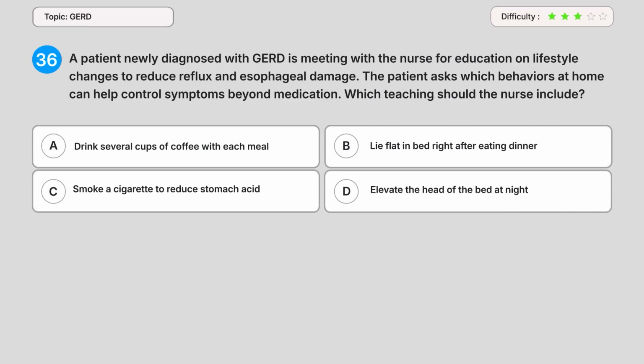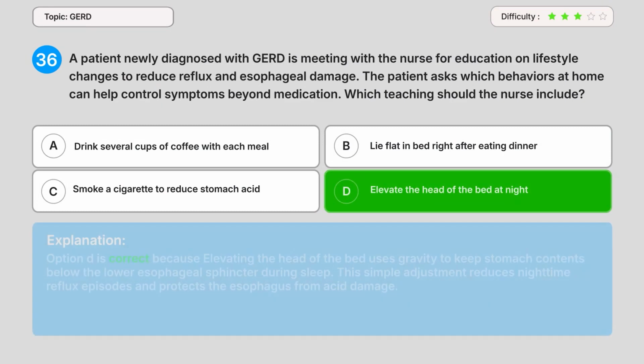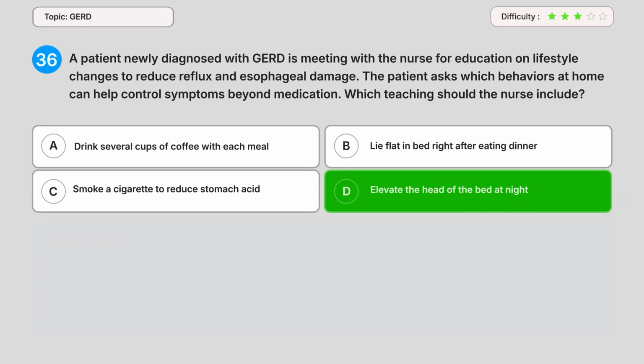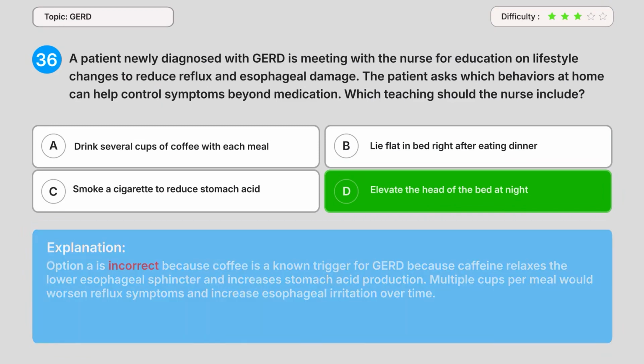Correct answer. D. Elevate the head of the bed at night. Elevating the head of the bed uses gravity to keep stomach contents below the lower esophageal sphincter during sleep. This simple adjustment reduces nighttime reflux episodes and protects the esophagus from acid damage. Option A is incorrect, because coffee is a known trigger for GERD because caffeine relaxes the lower esophageal sphincter and increases stomach acid production. Multiple cups per meal would worsen reflux symptoms and increase esophageal irritation over time.